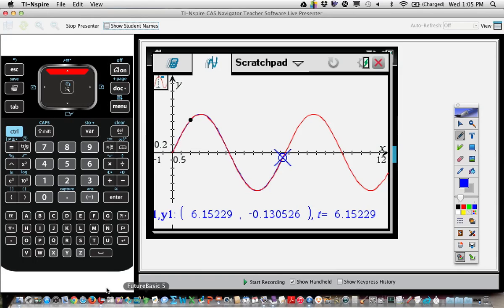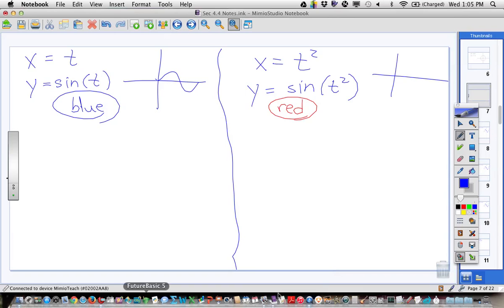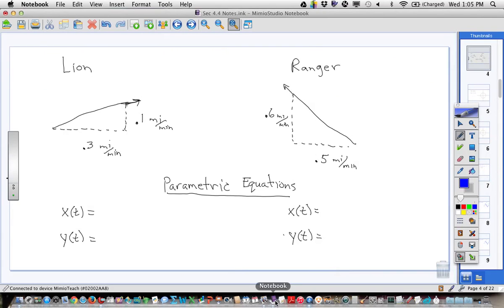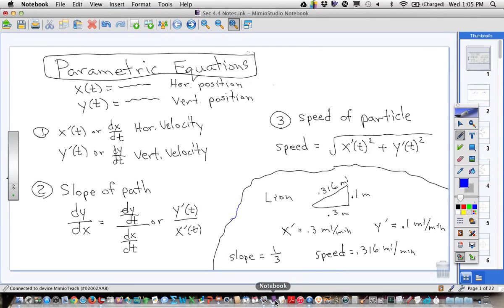Now, if we wanted to do so, go back to our formulas, and you see why we need these different formulas. Because two different equations, same path, but each of these has a different vertical and horizontal velocity. They have a different x and y equation, so they're going to have different x primes and y primes. The speed's definitely going to be different of those two, right? The red guy's going much faster.